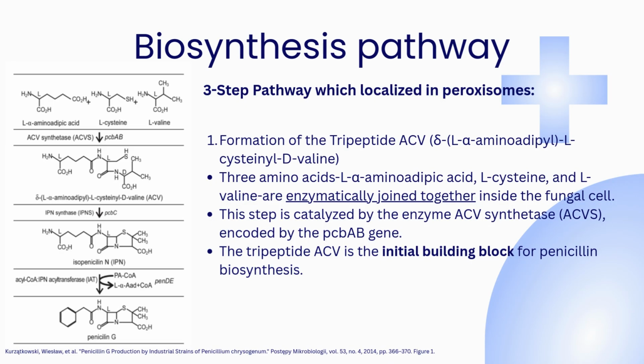The biosynthesis pathway of penicillin consists of 3 steps localized in the peroxisomes. The first is the formation of tripeptide ACV, which is formed from 3 amino acids, L-alpha-aminoadipic acid, L-cysteine, and L-valine, which are enzymatically joined together inside the fungal cell. This step is catalyzed by the enzyme ACV synthetase, encoded by the pcbAB gene, and this tripeptide would be the initial building block for the penicillin biosynthesis.